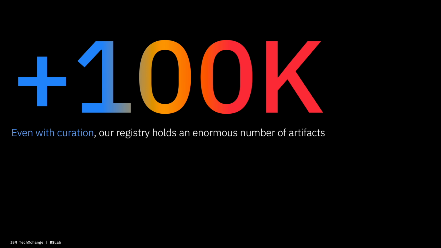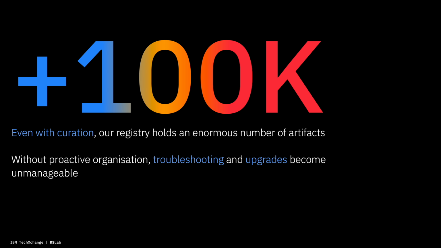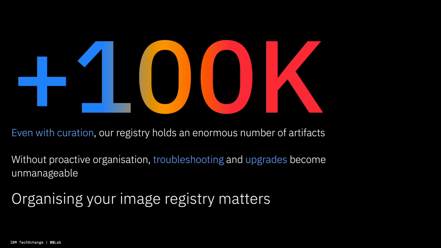Our mirror registry now holds over 100,000 artifacts, and that's with active curation. Without deliberate organization, that sheer volume quickly turns into chaos. Troubleshooting becomes painful, upgrades slow down, and even simple tasks take longer. That's why organizing the registry isn't optional, it's mandatory. By structuring repositories, using consistent naming, and archiving what's obsolete, we keep the environment predictable and upgrades manageable. A well-organized registry is what allows us to scale, audit, and troubleshoot with confidence.